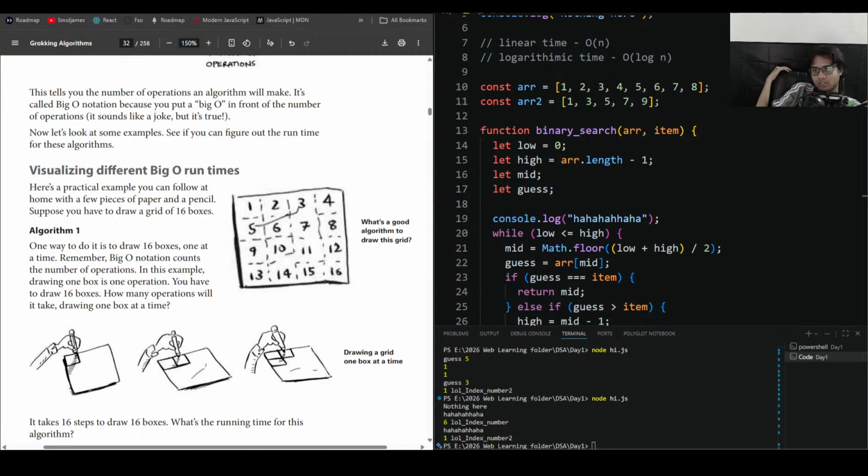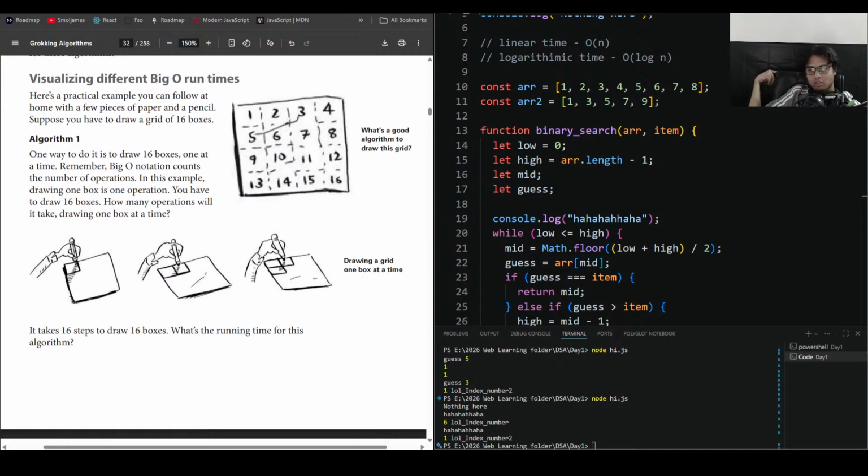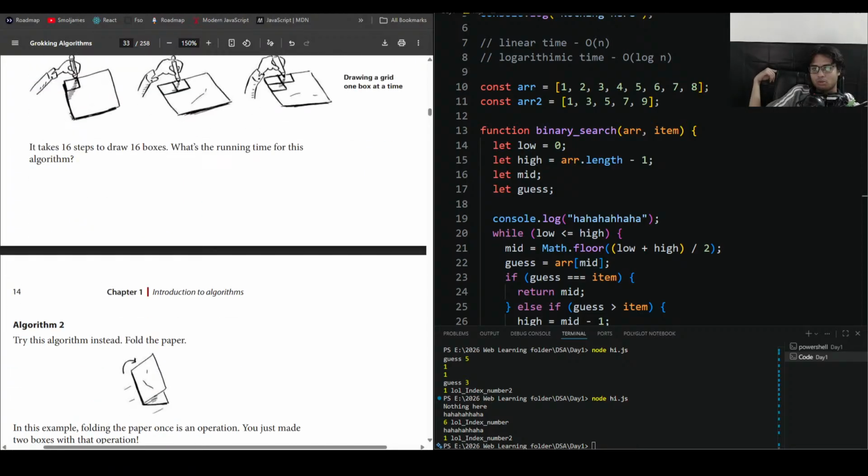If you're going to draw 16 boxes, big O notation counts the number of operations. In this example, drawing one box is one operation, and you have to draw 16 boxes. How many operations will it take? Draw one box at a time. It takes 16 steps. Draw 16 boxes, of course. O(n), O(16). What was the running time for this algorithm? O(n).